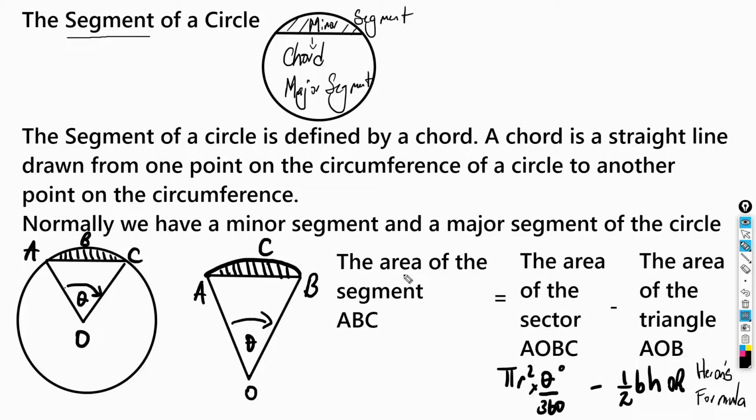Now guys, for most of these questions, all we're going to be trying to find is this segment here, this small area here. So in this example, it would be A, B, C, right? From A to B to C. This whole area right here would be considered the segment, okay?